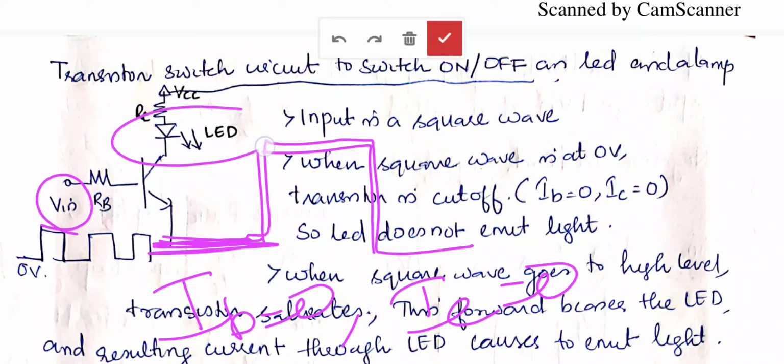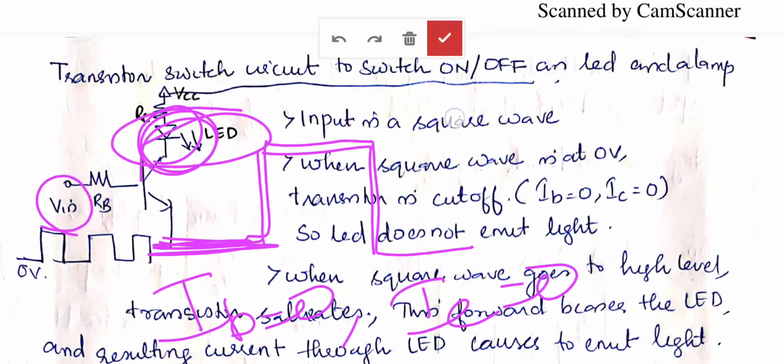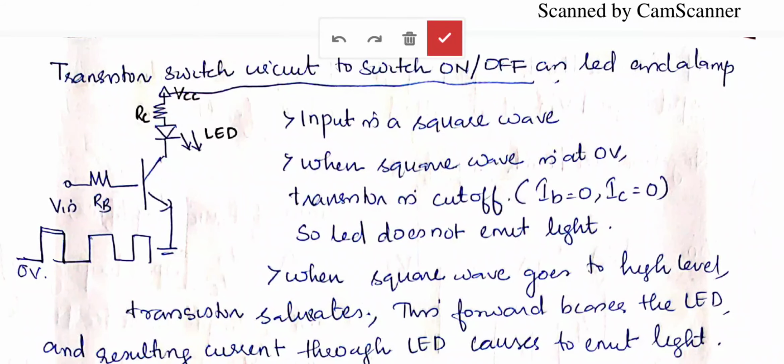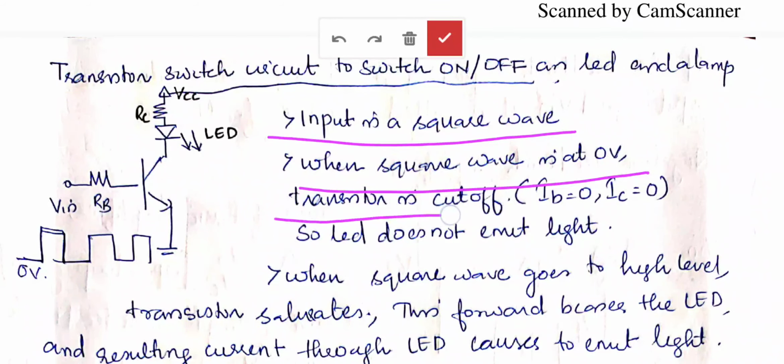So there is no current flow. This no current flow means the LED is in the off condition. It will not emit light. When the square wave is at 0, the LED is off. So the input is a square wave. When the square wave is at 0 volt, the transistor is cut off. That means IB is equal to 0, IC is equal to 0. So the LED does not emit light.